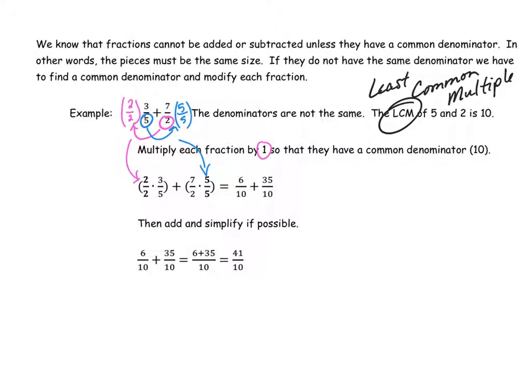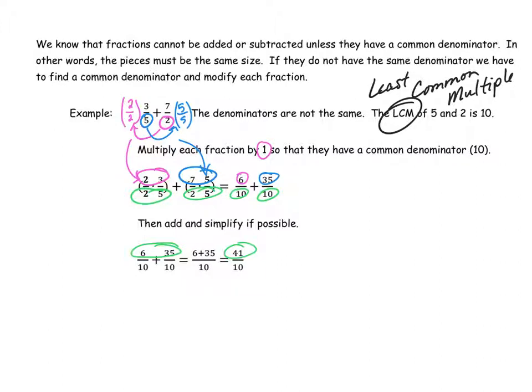Once we do that, 2 times 3 gives us 6. 7 times 5 gives us 35. And of course, 2 times 5 and 2 times 5 gives me 10. When we actually add them, all we're adding, because we have a common denominator, is the tops. So 6 plus 35 gives us 41. The bottom just stays 10 from here.